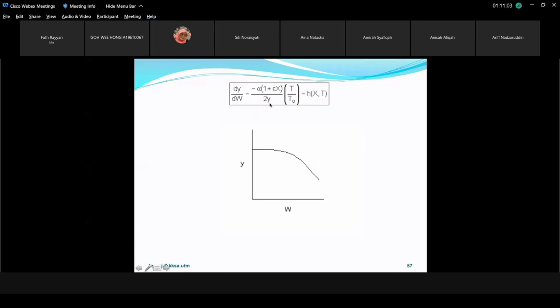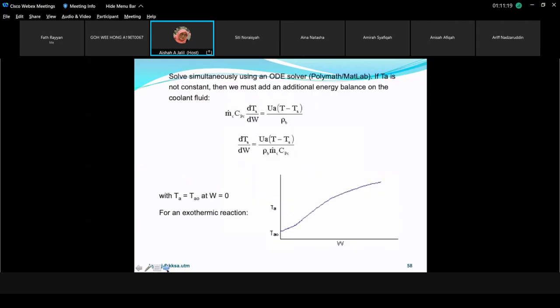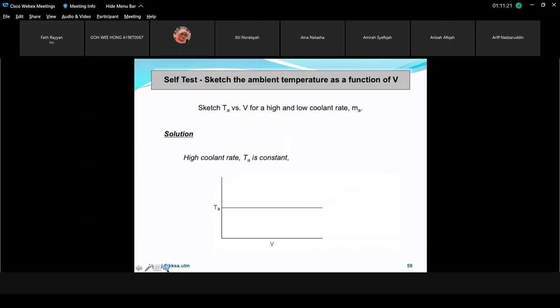This is Y. You can remember what is Y? Y is P over P naught, the pressure drop. Okay. This is the pressure drop.